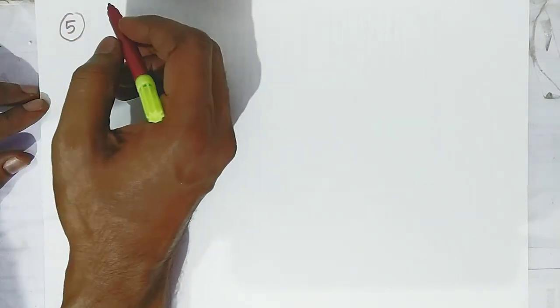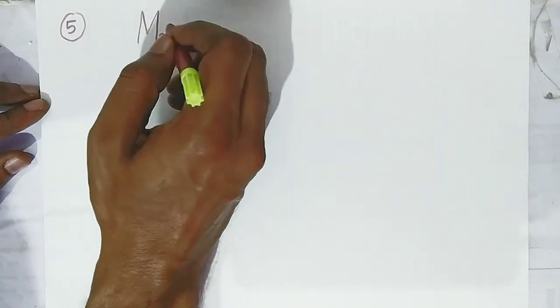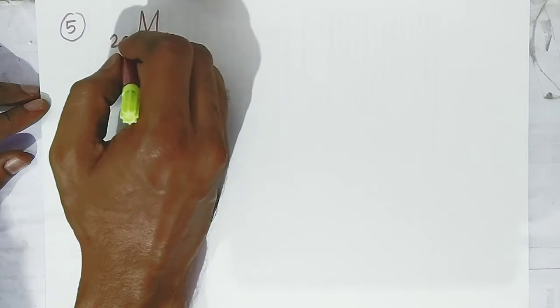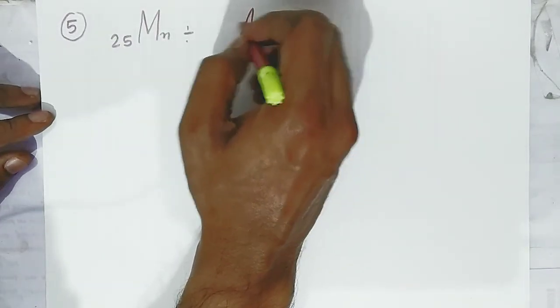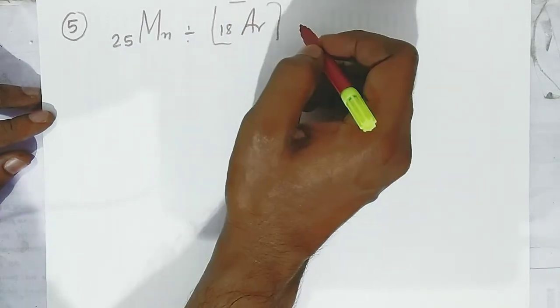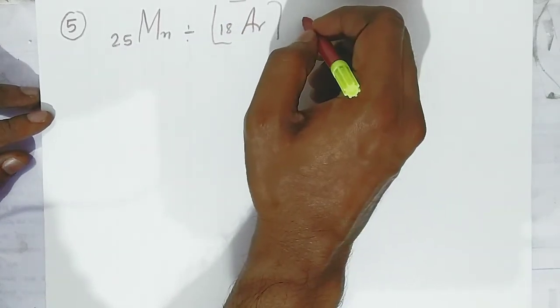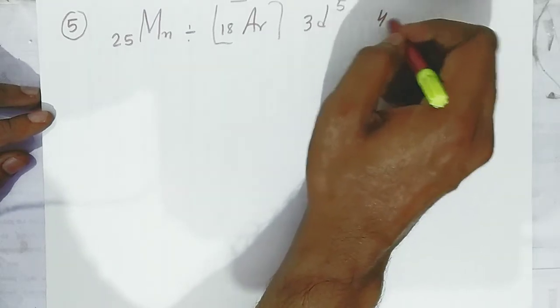Now students, we will see manganese. Manganese, students, is the 5th group of the 3d elements. When you write the ground state electronic configuration of manganese, atomic number 25, its electronic configuration is argon 18. Now 7 electrons are distributed like this: 3d5 and 4s2.